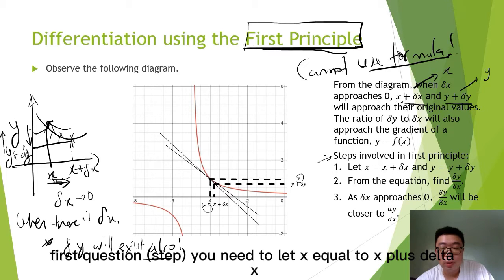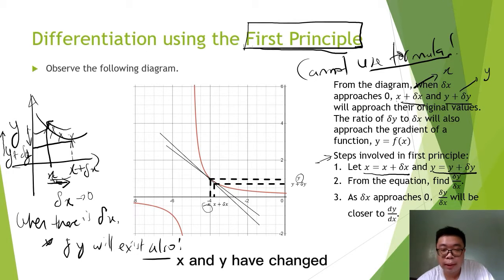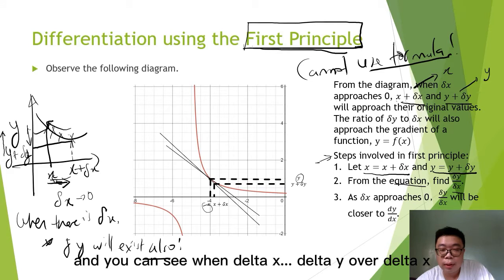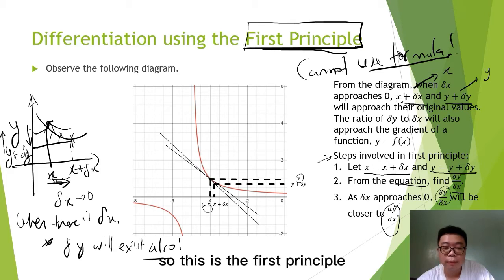So the steps involved in the first principle. First, you need to let x equal x plus delta x, y equal y plus delta y. This is to show that your x and y have changed. So from this equation, you will start to find delta y over delta x. And you can see when delta x approaches 0, this one will approach this one. So this is the first principle rule.